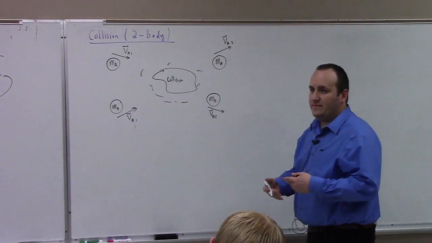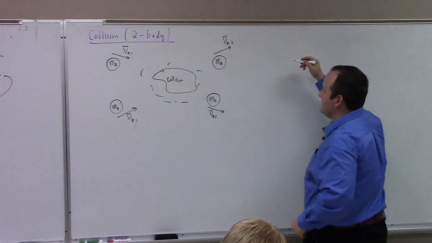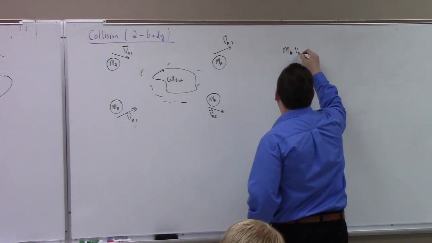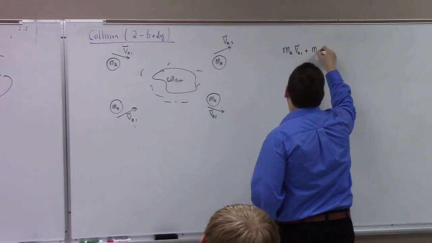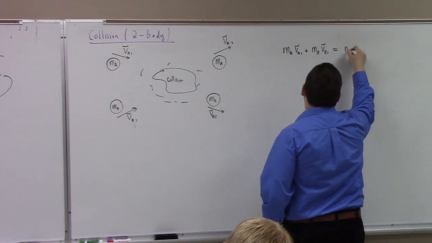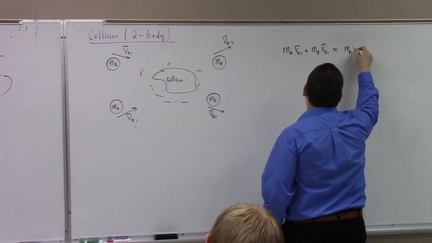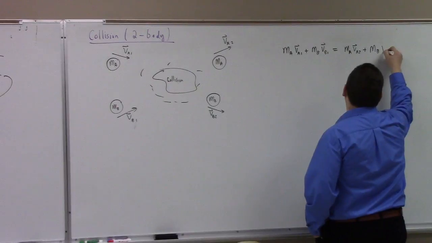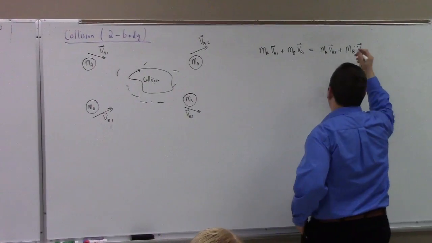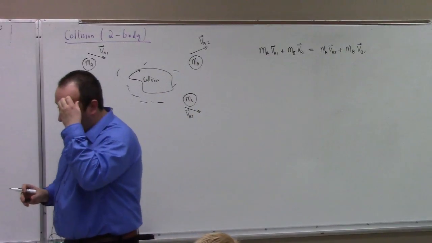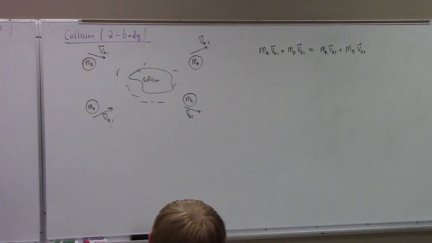So what do we have? We have that momentum, right, is conserved. What does that look like? It looks like MA VA1 plus MB VB1 is equal to MA VA2 plus MB VB2, right? Now here's my question: what if we change the frame of reference?